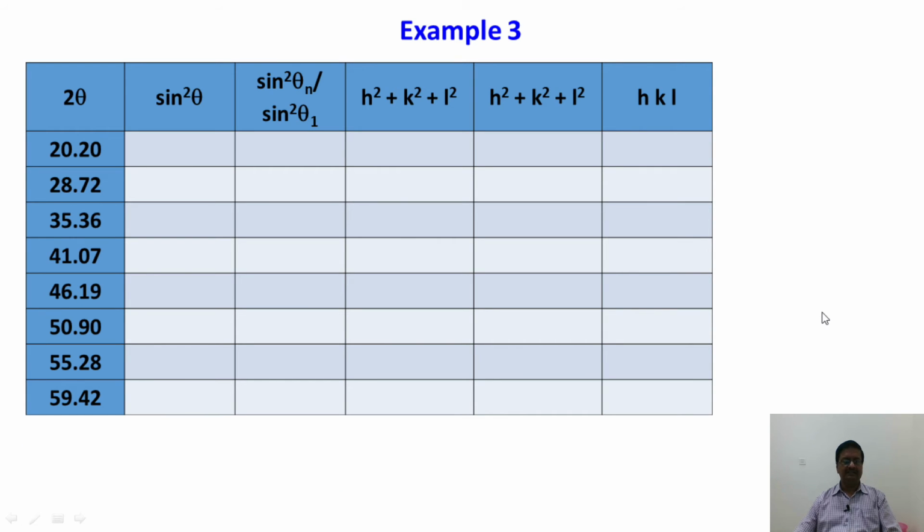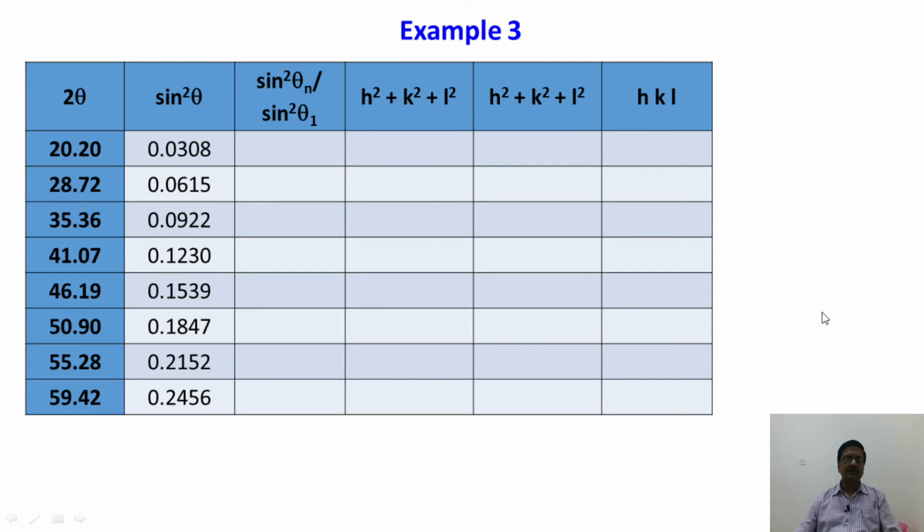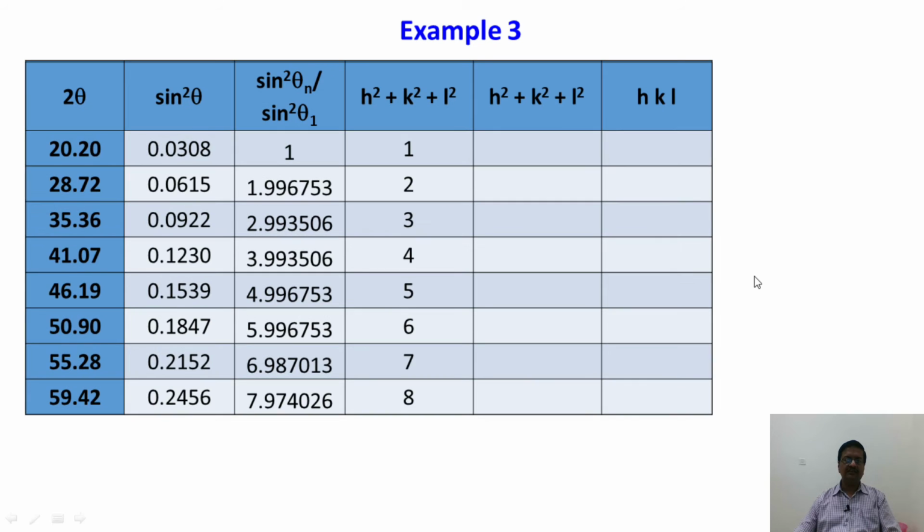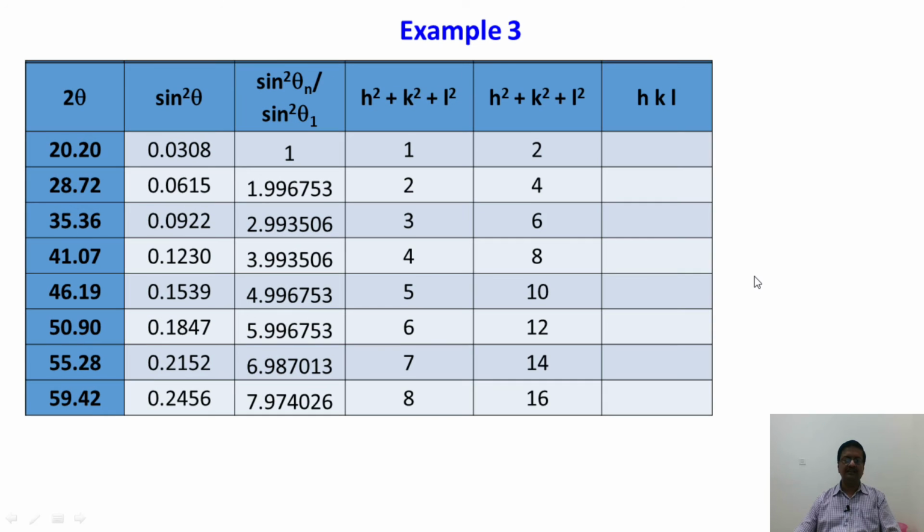Now we have a third example here. We do it in the same manner. Sin square thetas are calculated. Then you convert it to sin square theta n by sin square theta 1. And you see here now these numbers itself are very, very close to the corresponding integers. So we can straight away convert them into the corresponding integral values. And then we notice that there is an integer 7.